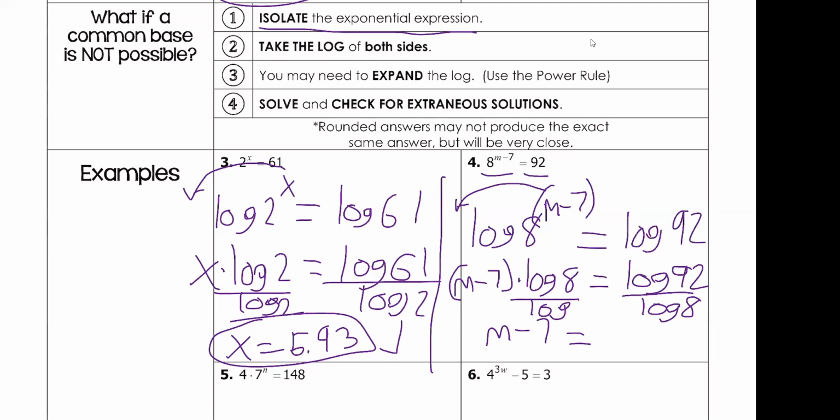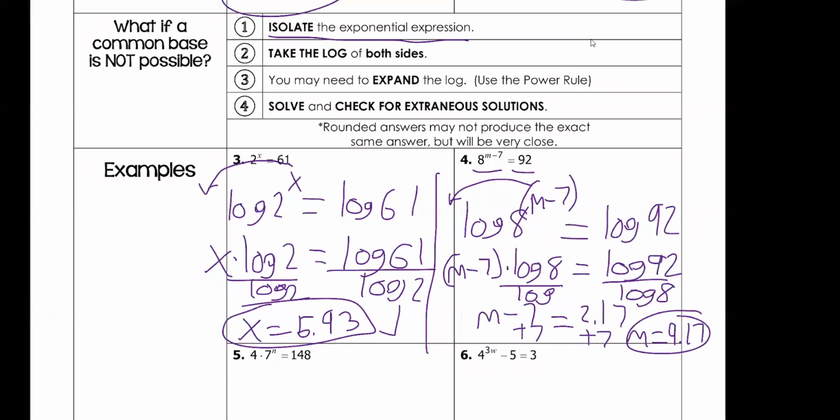So we'll just put this in our calculator. So log of 92 divided by log of 8. And you should get roughly 2.17 if you round it a couple places. And then we want to add that 7 over. So our final answer would be 9.17.